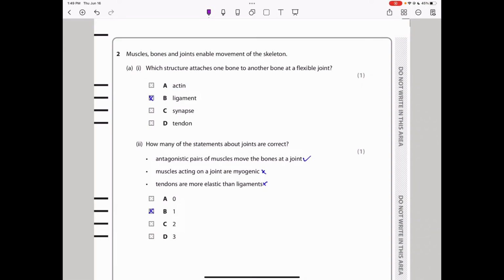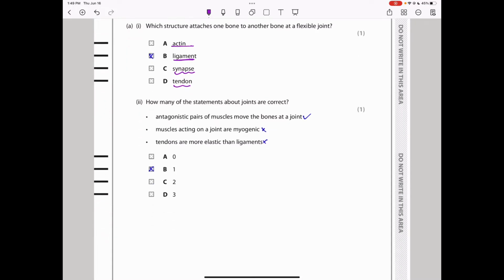Question 2 says, muscles, bones, and joints enable movement of the skeleton. Part A says, which structure attaches one bone to another bone at a flexible joint? Of course, it's going to be a ligament. A synapse is found in the nervous system. A tendon does not do this. A tendon, of course, is going to be bone to muscle, and actin is found within the muscle, so it's not that. The answer should be B, which is a ligament.